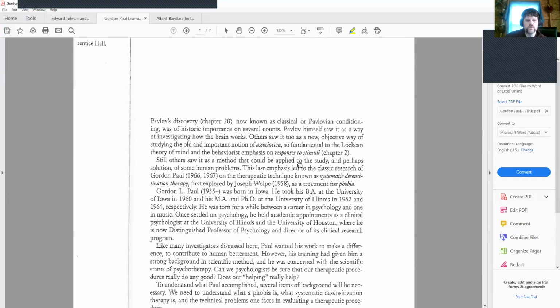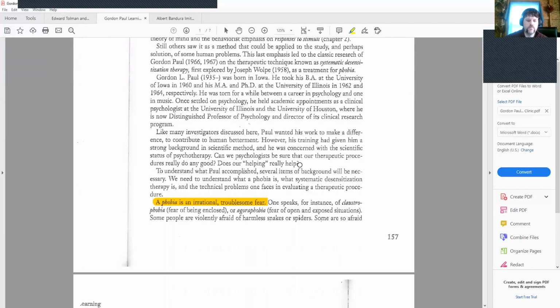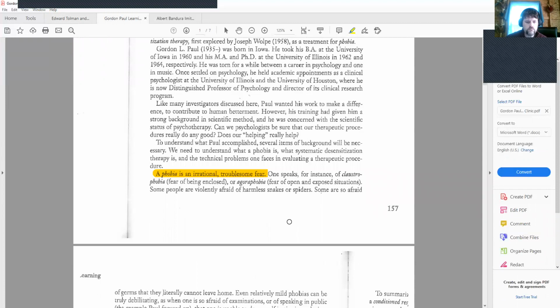All right, so what's going on here is we're looking at how to apply Pavlov's classical conditioning in a human study. And so the issue here is a phobia. Phobia is an irrational fear. In this case, we're looking at the fear of public speaking.